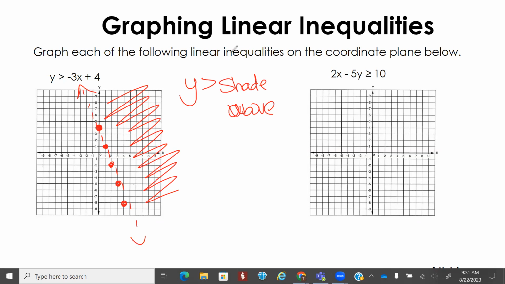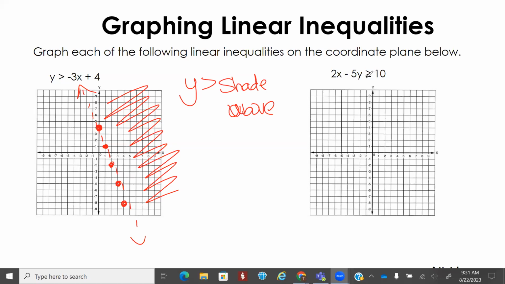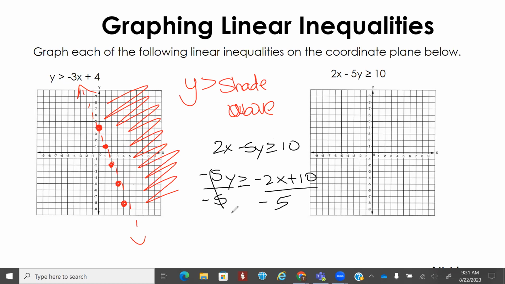Now, on the next one, we have to make sure that, okay, so now we're going to rewrite this in y equals mx plus b. We're going to move that 2x to the other side. We're going to have negative 5y is greater than or equal to negative 2x plus 10. We're going to divide everything by negative 5. When we divide by a negative, we're going to switch the sign, and that's going to give me 2/5 x minus 2.